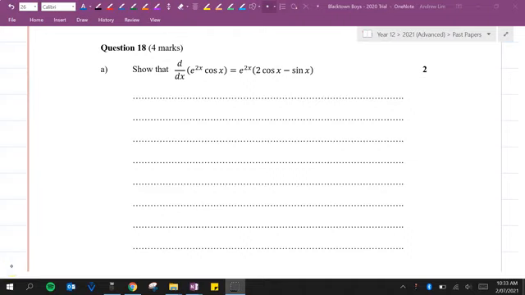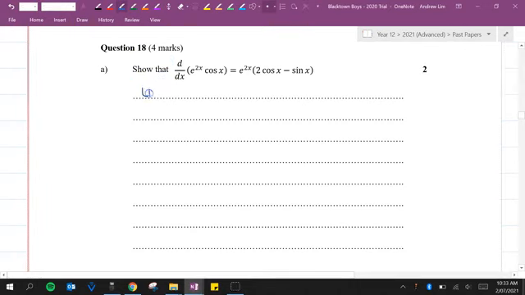Question 18 of the Blacktown Boys 2020 Trial HSC. Show that d/dx of e^(2x) cos x is equal to e^(2x)(2 cos x − sin x). So we need to show that. Whenever it says show that, we need to show all our working.